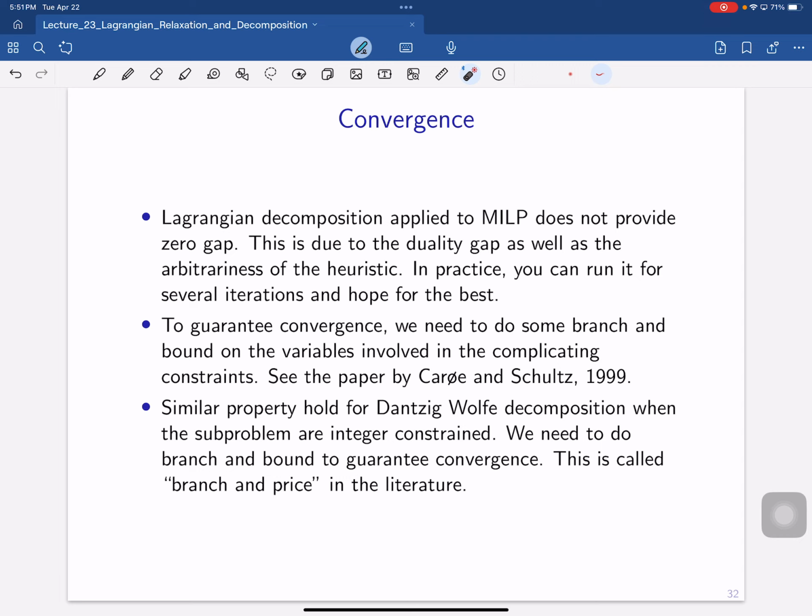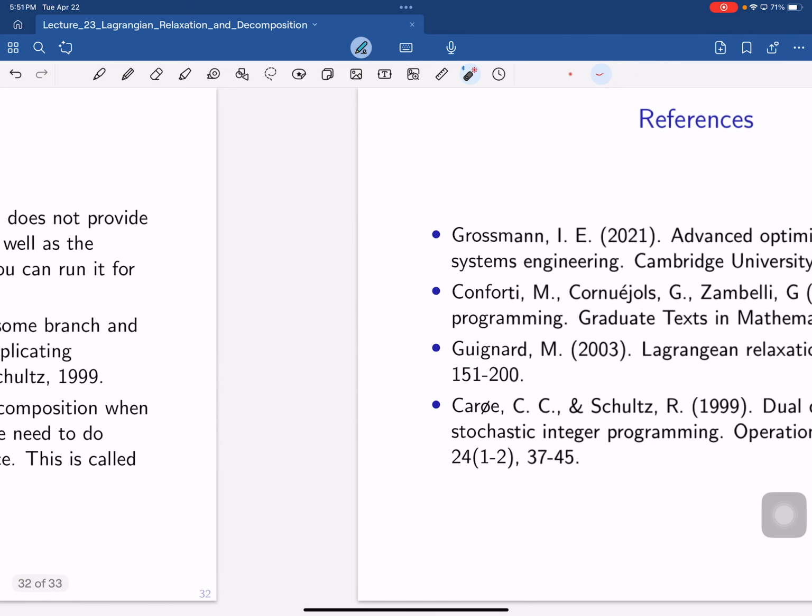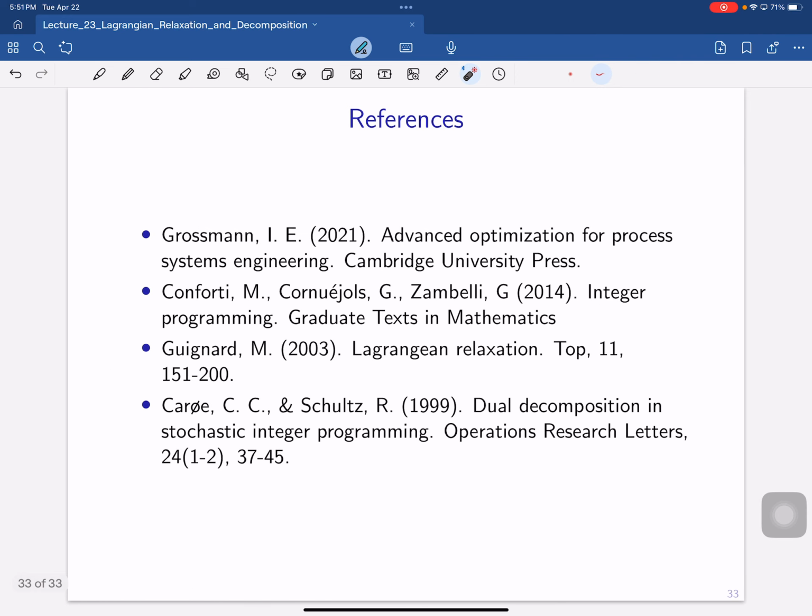A similar property, of course, also holds for Dantzig-Wolfe. I remember maybe Sergey, you asked, what if in Dantzig-Wolfe you still don't get the integer solution? Then you can do some branch and bound as well. This is called branch and price. Here are some of the references you can take a look at, especially the integer programming textbook. This book published in 2003 is a very nice tutorial on Lagrangian relaxation. It has almost everything you need to know.